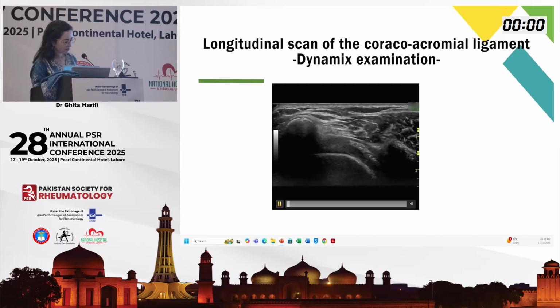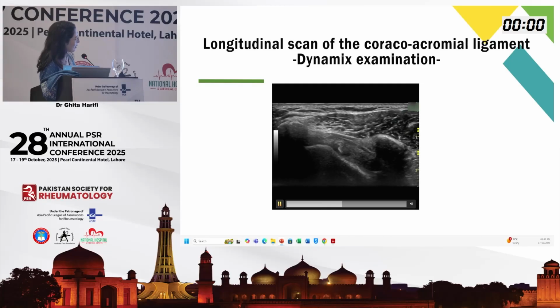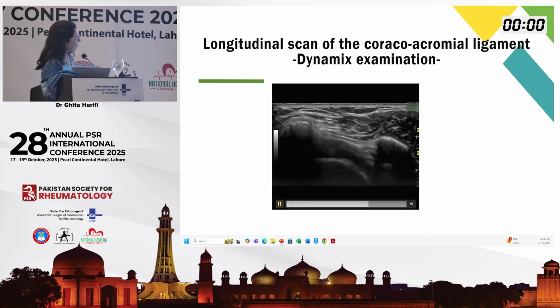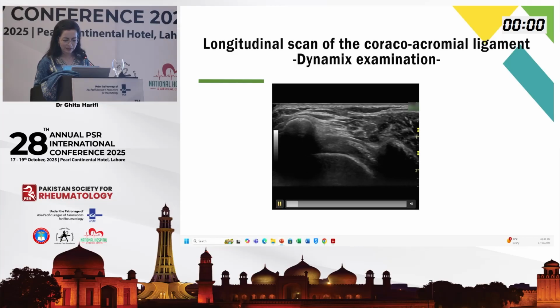coracoid and the acromion. Now, it's an area sometimes of impingement. We see it sometimes in athletes and tennis players, etc. Sometimes some impingement at this level.